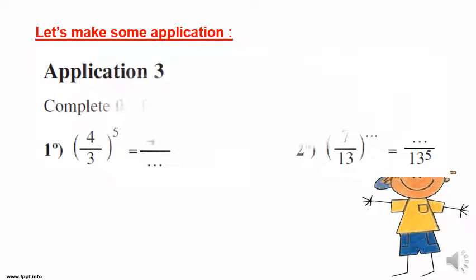Let's make some application. Complete the following. 4 takes the exponent 5 and 3 takes the exponent 5. Okay, the exponent can be distributed over division and multiplication. Look at part 2. 13 takes an exponent 5, so the exponent of this quotient is 5, and the numerator will be 7 to the power 5.